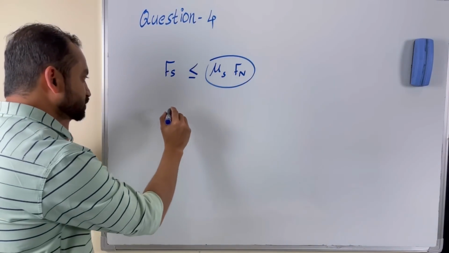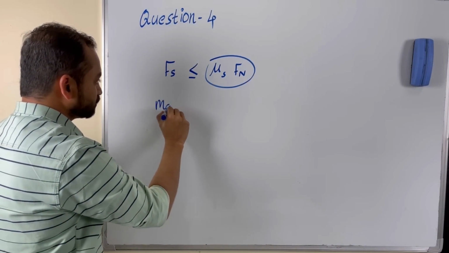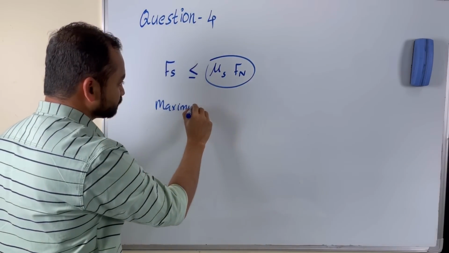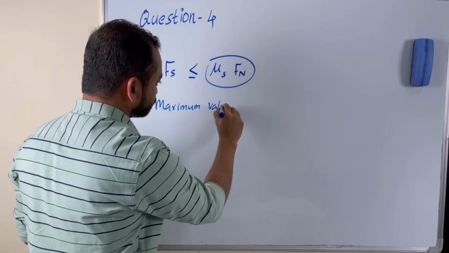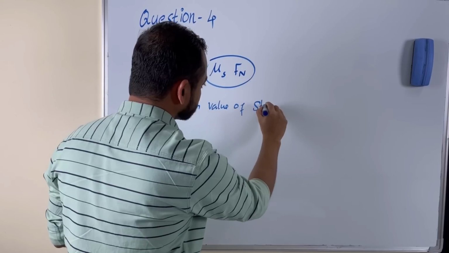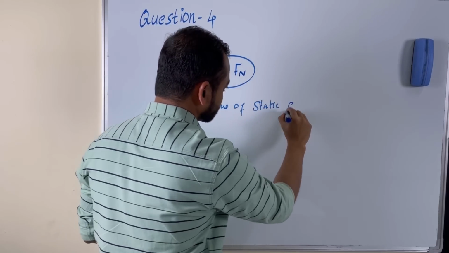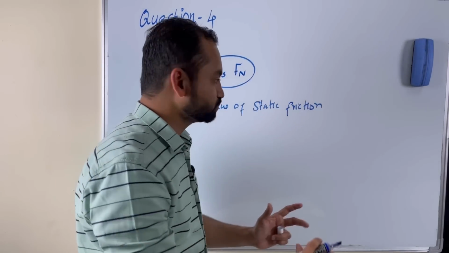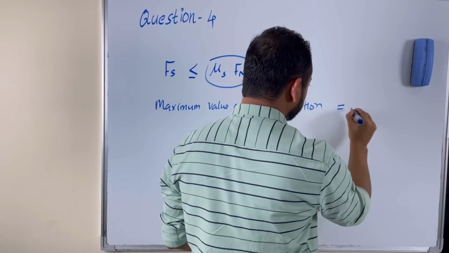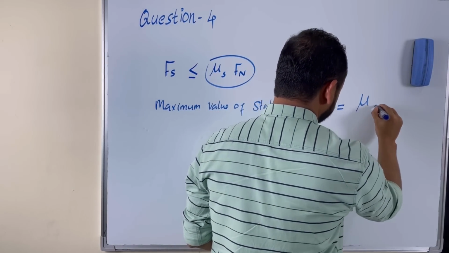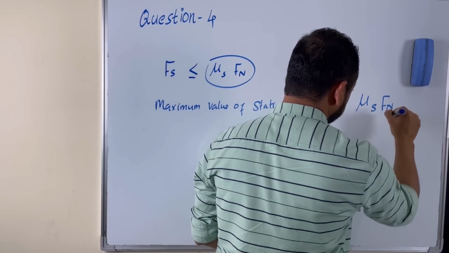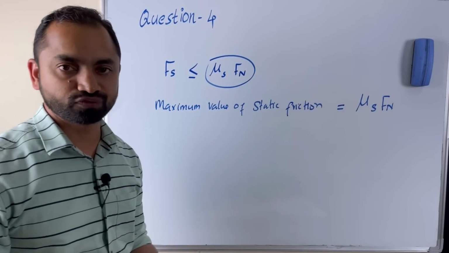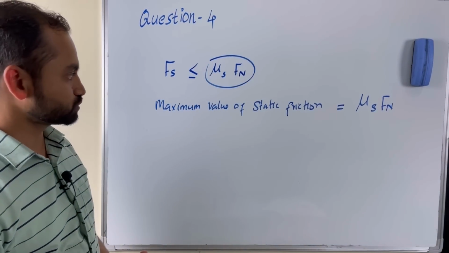So maximum static friction, the maximum value of static friction, that is the force required to make an object move, right? That is equal to the coefficient of static friction multiplied by the normal force.